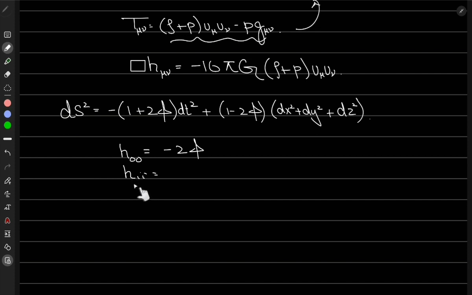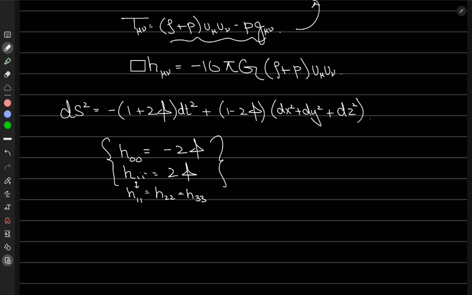So if I have h 1 1, where the other index is also 1, it is equal to h 2 2, which is equal to h 3 3. That's what this thing is. And what is this equal to? This is equal to 2 phi. So these are the only non-vanishing components of the tensor h mu nu, of the perturbation.